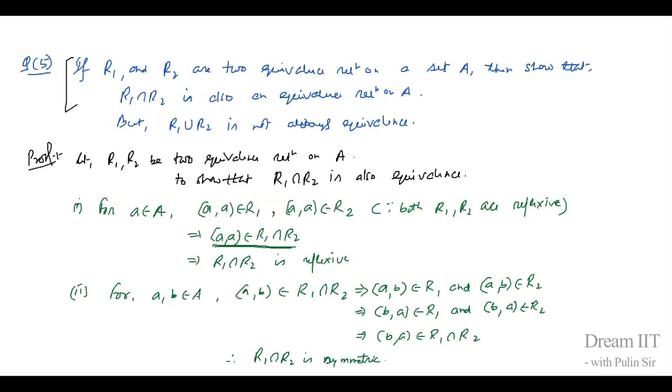Okay, thank you. So now we are going for the last part, that is transitivity. For transitivity, we need three elements. For A, B, C belonging to A, we'll start with A comma B belongs to R1 intersection R2, and B comma C belongs to R1 intersection R2. I should be concluding that A comma C belongs to R1 intersection R2.